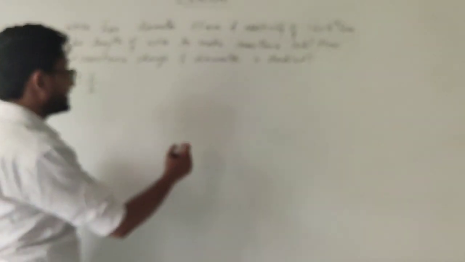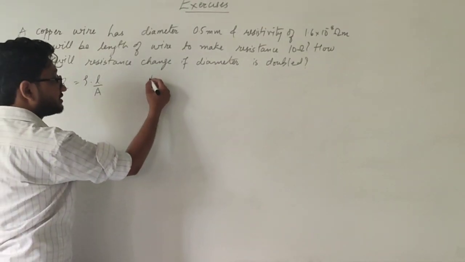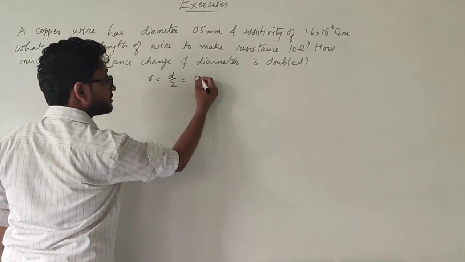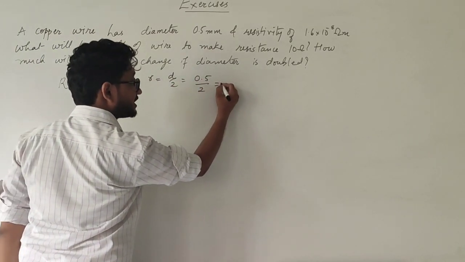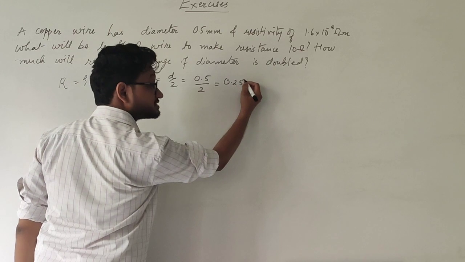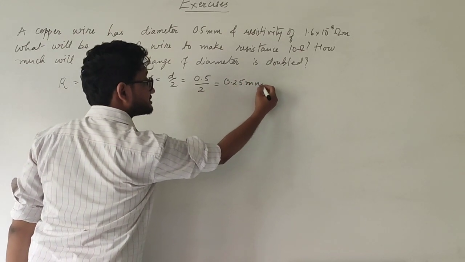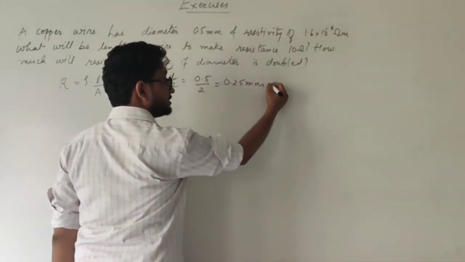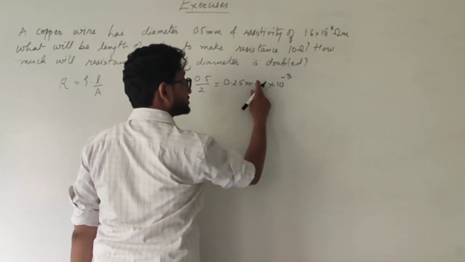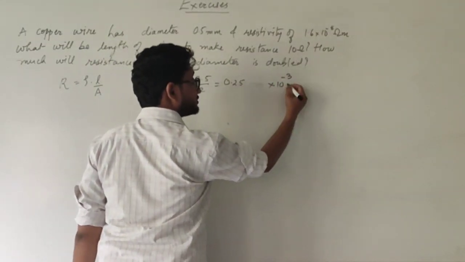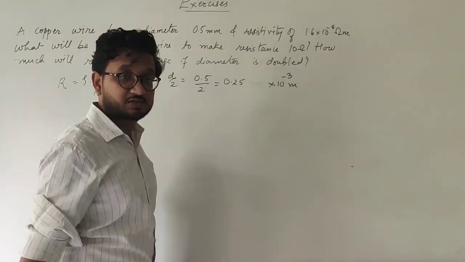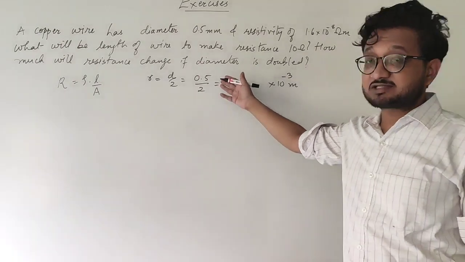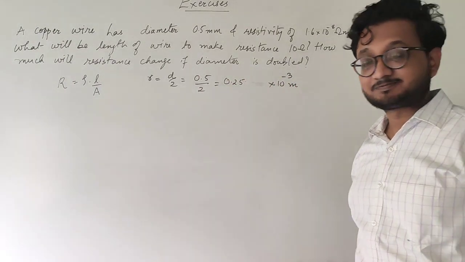So you will need to convert the radius into meters as well. So first of all, finding the radius. Radius r is equal to half of diameter, that is 0.5 divided by 2. That will give you 0.25 millimeters. And converting this into meters, dividing it by 1000, so I am multiplying it by 10 raised to minus 3, so now it becomes 0.25 into 10 raised to minus 3 meters. I hope it is clear to you, students. Now what you have is the radius, that is in meters.